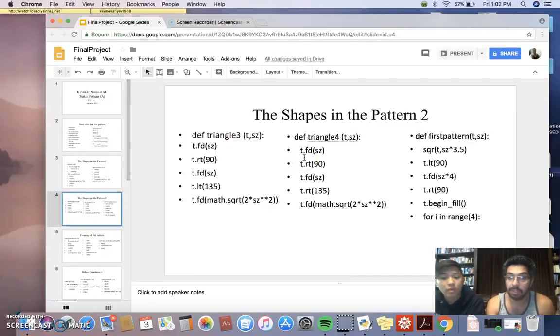And then here we're actually defining the first pattern, to where the size is. And then this is what the square is. So we're multiplying the size by 3.5. And then we're making the left turn at 90 degrees, and we're moving it forward times the size of 3.5, and so on and so forth. And we're also filling in the turtle with black.